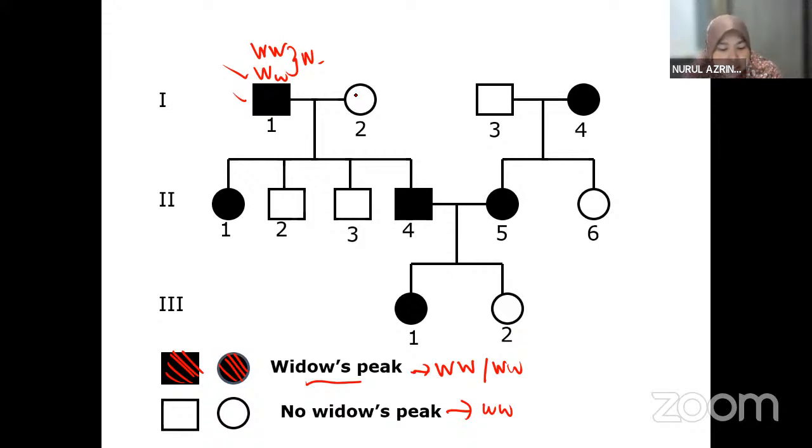Okay, contoh. Ni, 2-1. This individual 2-1. Right. So dia confirm bukan widow's peak. So, small w, small w. Ni pun sama. Small w, small w. Nampak tak? Sebab dia tak kisah lelaki ke perempuan. Because it is not sex link gene. Okay. So yang ni pun sama. This one is also small w, small w. This one also small w, small w.